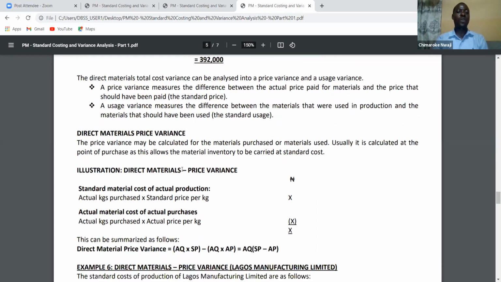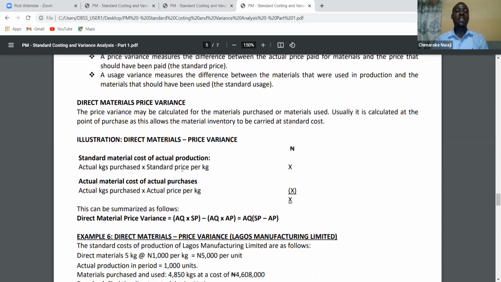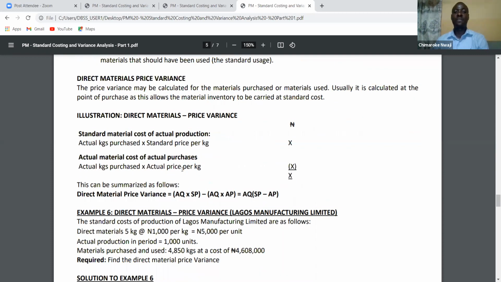So let's investigate further by looking at direct material price variance. Let's see if we can get a variance. Now the price variance is calculated, I'll be using the formula method now. Actual quantity multiplied by your standard price. This is the same thing as saying actual quantity purchased multiplied by your standard price per kg. Then you have your actual quantity times your actual price.